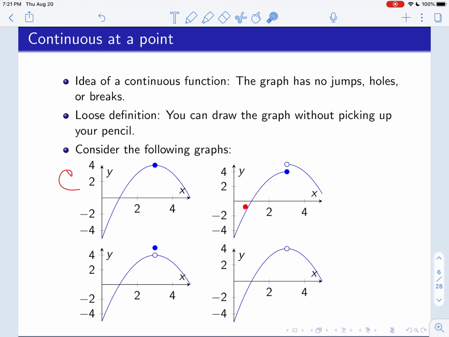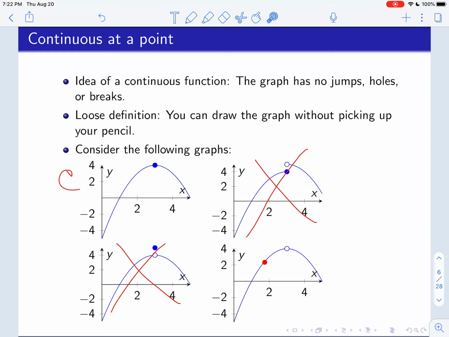If I move over here and I'm trying to draw this graph without picking up my pencil, I have to pick up my pencil to get from one point to the other. So this one is definitely not continuous. Let's go to the third one. I'm following the graph, but I have to pick up my pencil to make this dot up here. So that's not continuous.